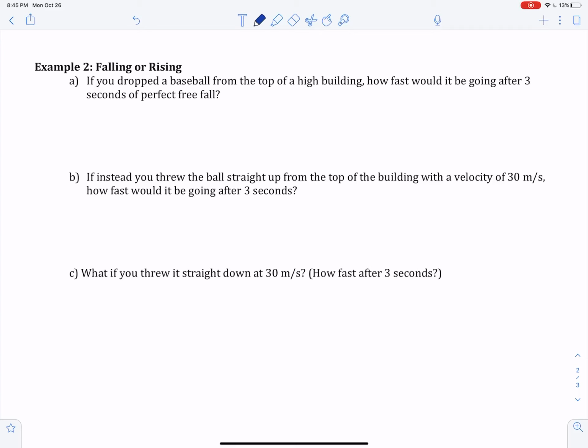Okay, let's take a look at another example of how to use the big three kinematic equations to solve some problems involving rising and falling objects under the influence of gravity. Here we go, example 2.